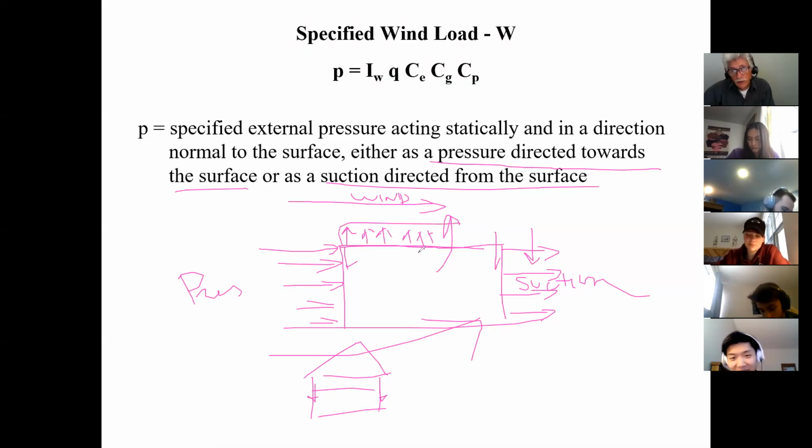And that's why these are suctions. In other words, we indicate them as being negative values, and these are pressures. We indicate them to be positive values. Okay, so that's what they mean. Pressures towards the surface or suctions directed away from the surface. And then you'll see later on that when it's a suction, they'll all have negative values, and when it's a pressure, they'll all have positive values. So that's what they're saying here.